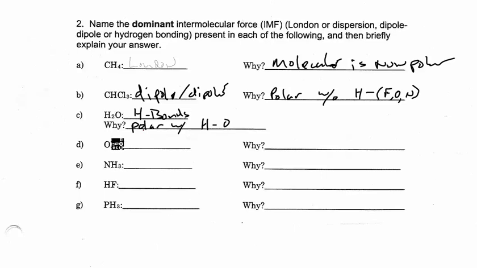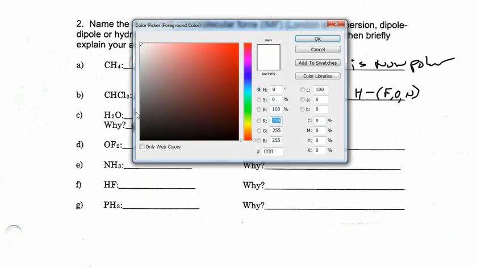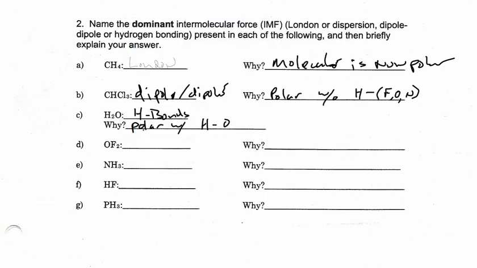Alright, so for part two, we're going to take a look at OF2. If we do the math, there's three things that would love to have 8, so 24. 6 plus 14 is going to give us 20. 20 minus 14 will give us 4, or 2 bonds. We're going to have our oxygen in the middle, and then it's going to be surrounded by fluorine on each side.